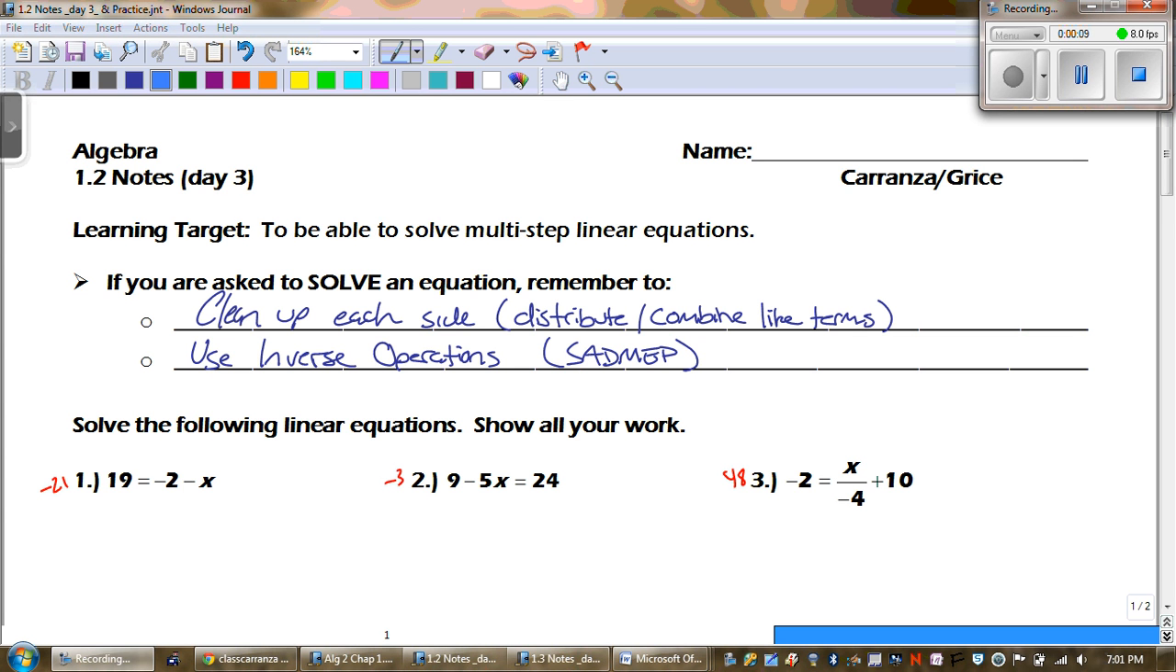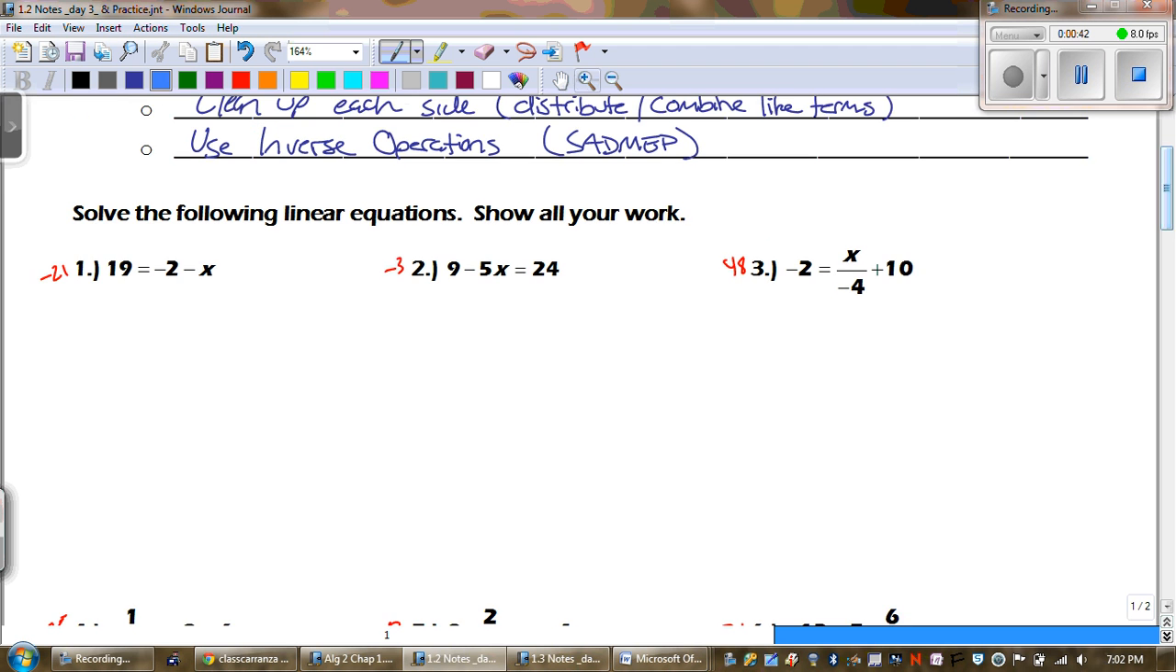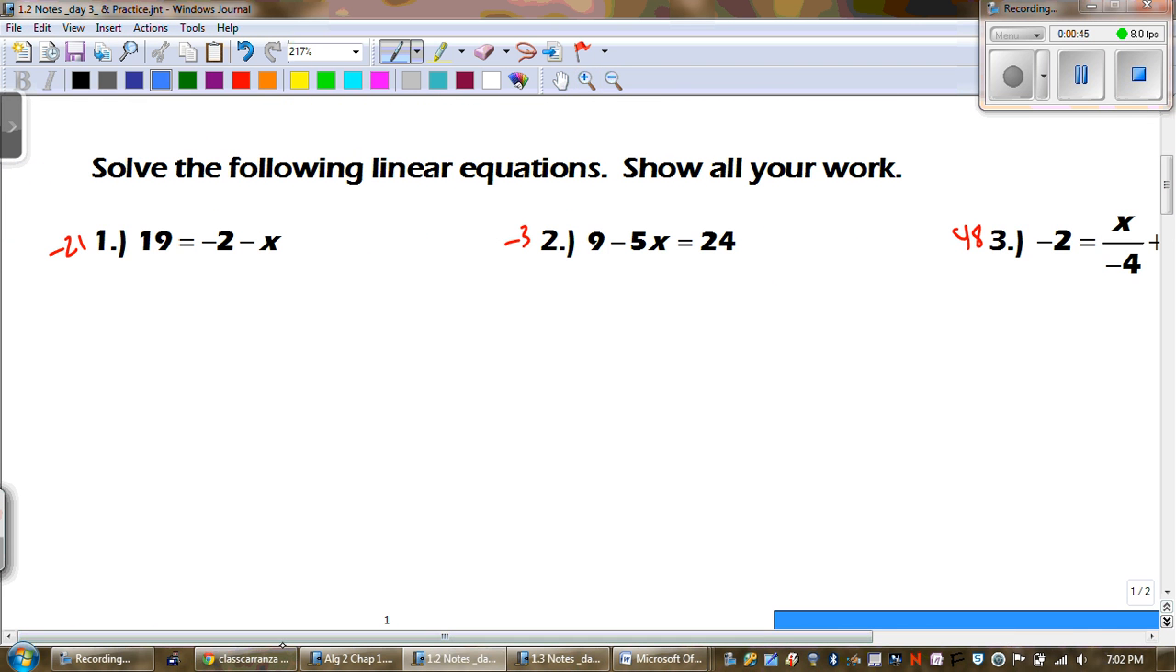Today our learning target is to be able to solve multi-step linear equations. So if you are asked to solve an equation, remember the two things we got to do is clean up each side, whether we have to distribute or combine like terms, and then to use the inverse operations, which is SADMAP, the reverse order of operations. Okay? So what we're going to do is solve the following linear equations. And remember, we're going to show all of our work. Now, if some of you like to work ahead of me, in red, I wrote down the answers, so you can do that, okay? But let's go ahead and get started.